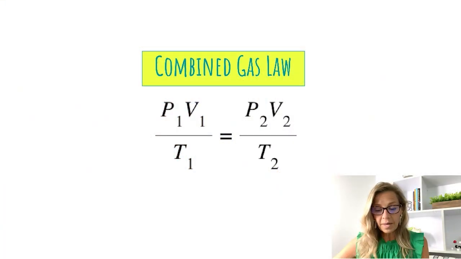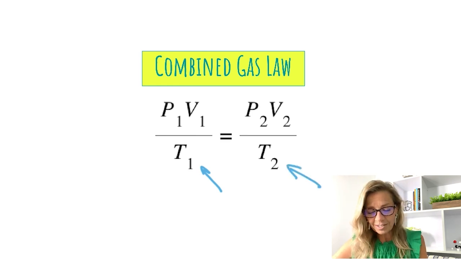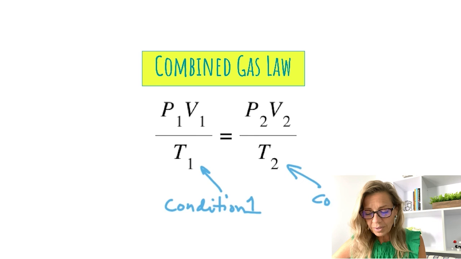In this video, we're going to work a couple problems using the combined gas law. So I'd like to start by identifying what 1 and 2 mean. So we have pressure, volume, and temperature, and we have it under two sets of conditions. So I would say this is condition 1, and then we have condition 2.